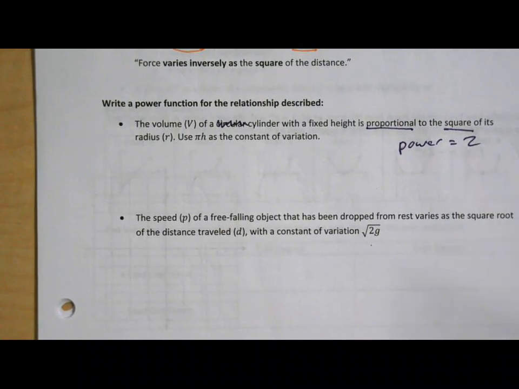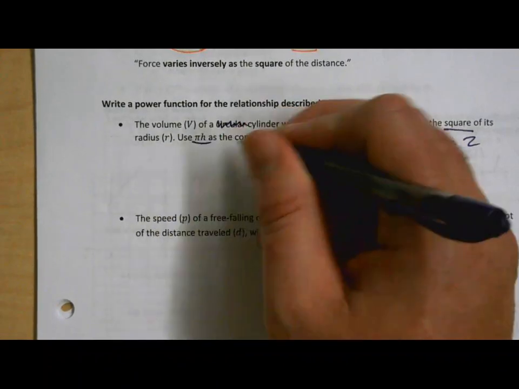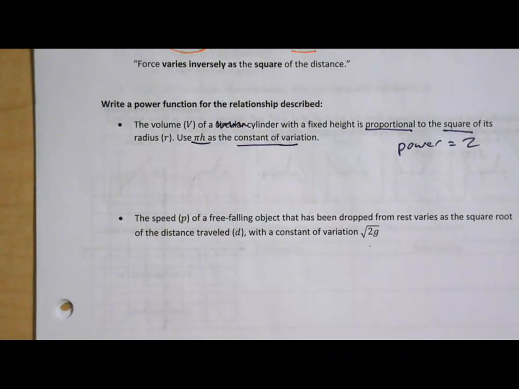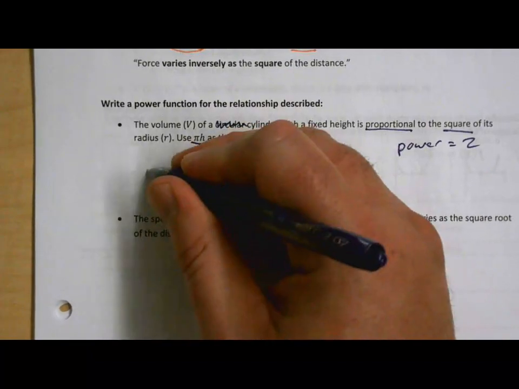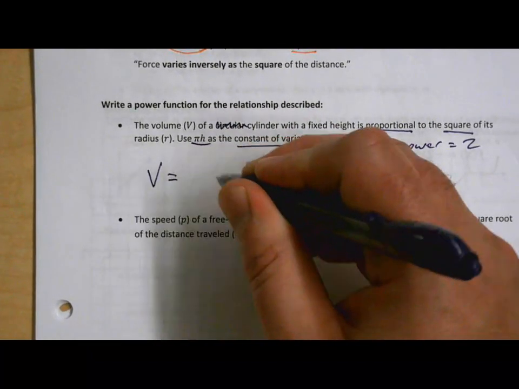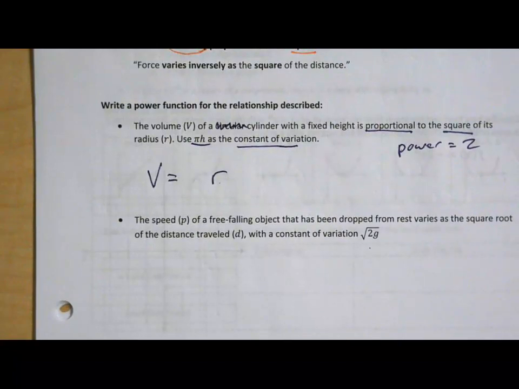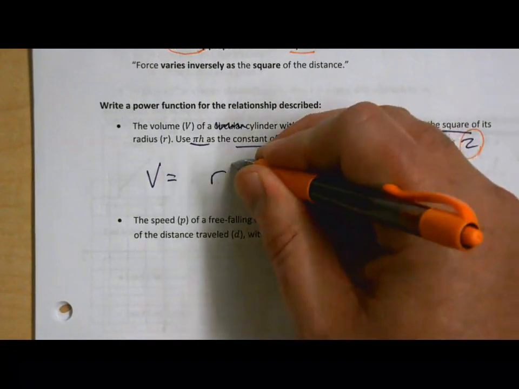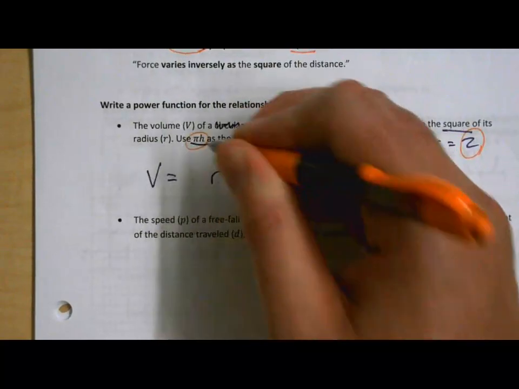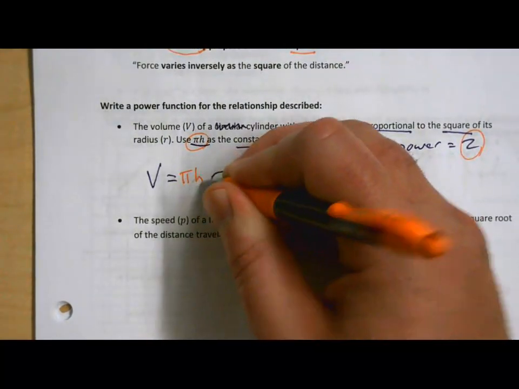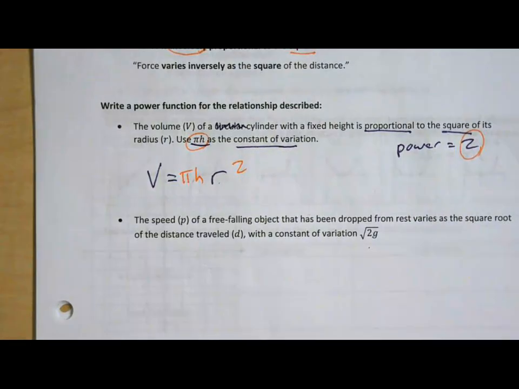And then they're telling us what they want our constant of variation to be. So we just need to write an equation. They tell us V is the dependent variable, R is my independent variable. You figured out pretty quickly that my power was 2 and that my constant of variation was pi h. And that's it. All right.